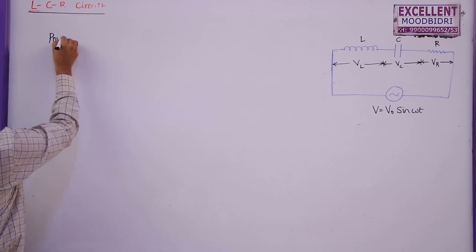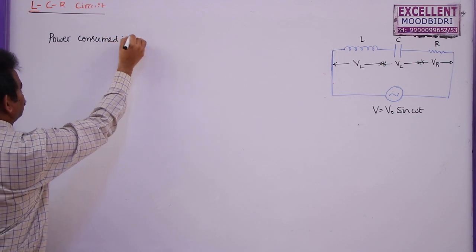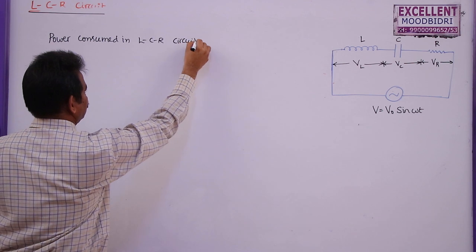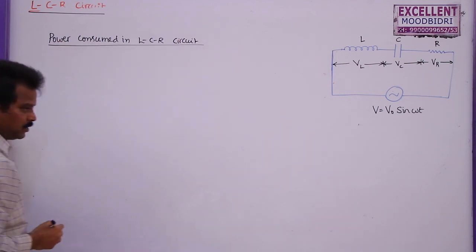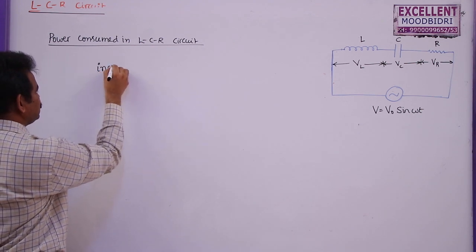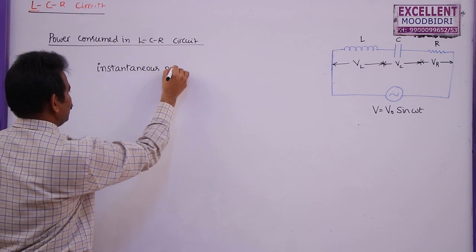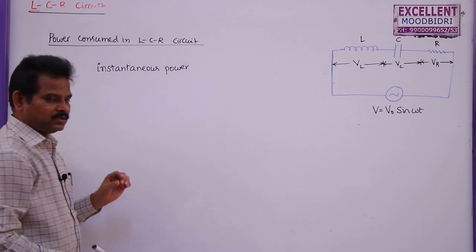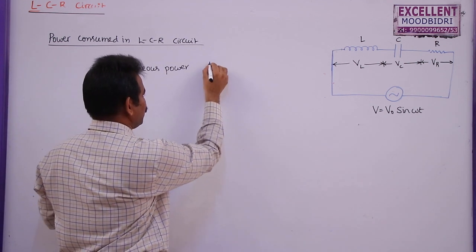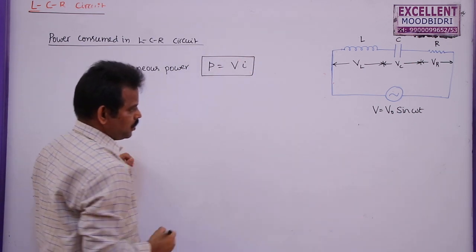Power consumed in LCR circuit. To find out the power, first let me find out the instantaneous power. The instantaneous power is given by the product of the voltage at a particular instant and the corresponding current at that particular instant. So power is given by VI. This is the general expression to find out the power.